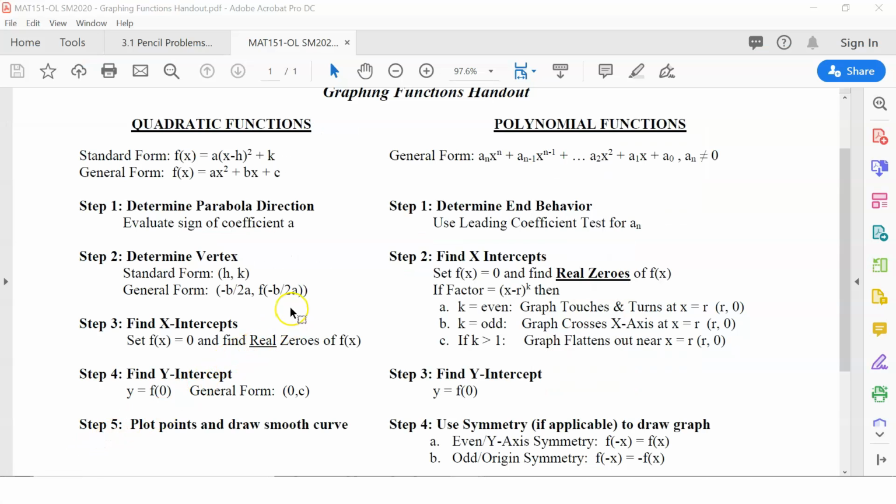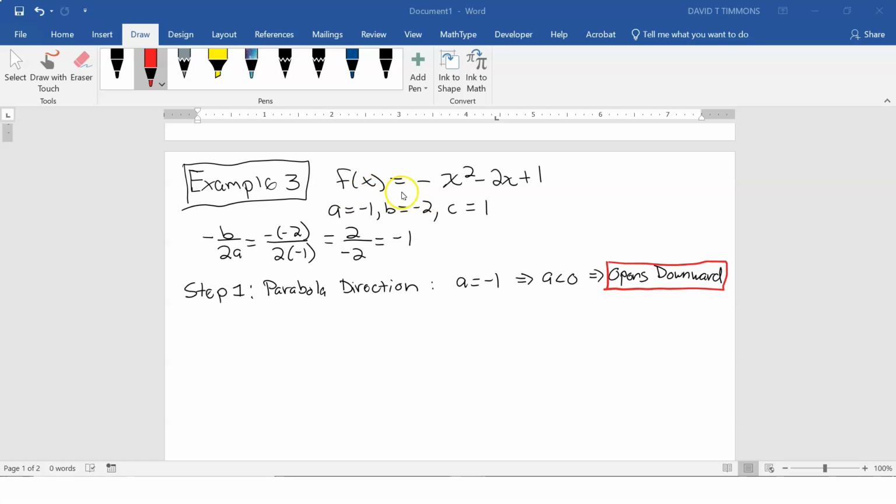Now let's look at an example of graphing a general form equation. Again, we're going to use the same 5-step method to graph the equation. The only difference will be when we determine the vertex. We'll have to use the vertex formula to come up with the x and y coordinates. In example 3, we're given the function f(x) = -x² - 2x + 1. Now it's in general form.